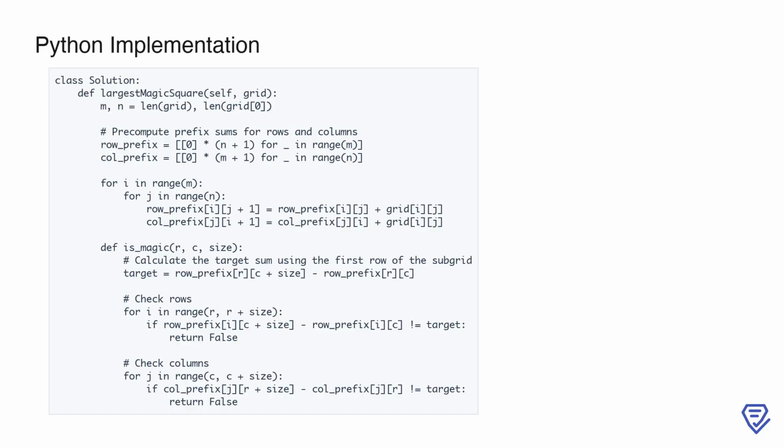To begin this validation, we iterate through the rows of the subgrid and ensure that each row's sum matches the target. If any row's sum deviates, the function immediately returns false. Similarly, we check the columns by iterating through each column in the subgrid and verifying that their sums match the target. If any column check fails, the function also returns false at this point.